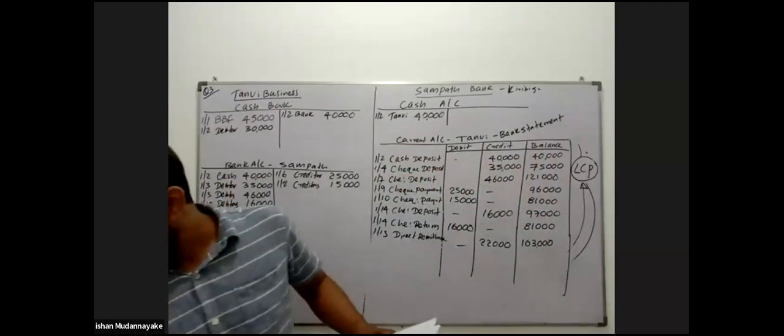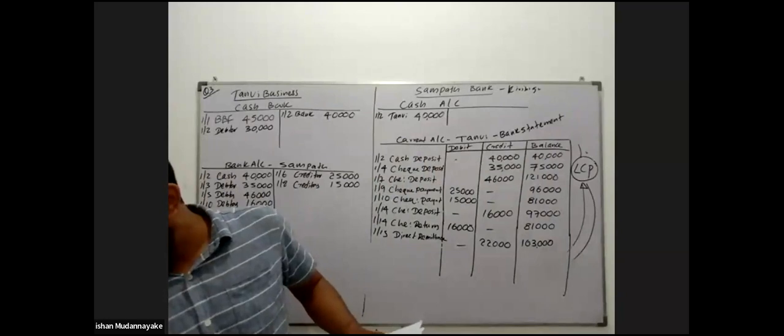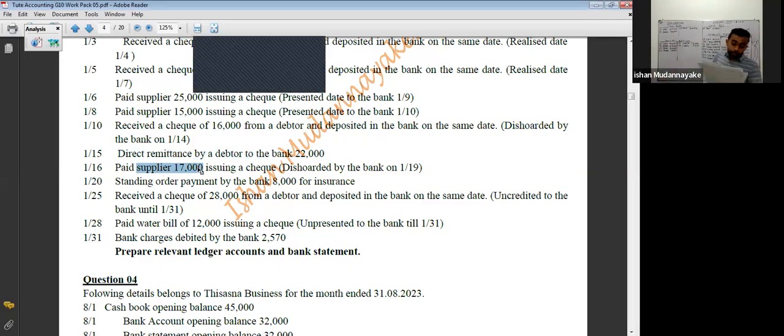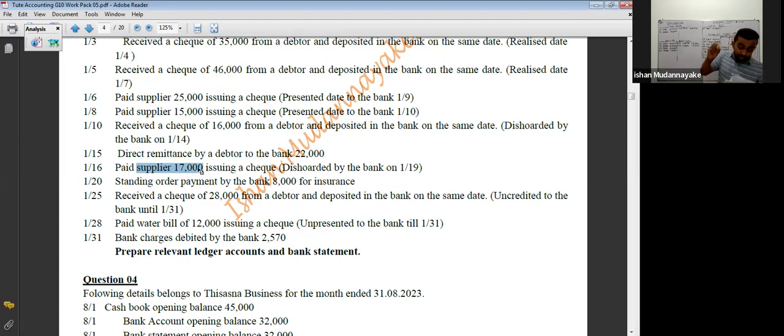Look at the next transaction, 16 January. Here, paid supplier 17,000 issuing a check, but dishonored by the bank on 19 January. Now, it is also dishonored.